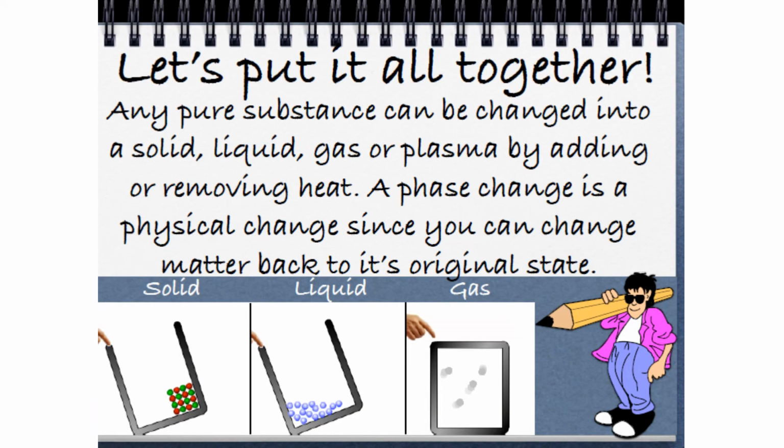Let's put it all together. Any pure substance can be changed into a solid, liquid, gas, or plasma by adding or removing heat. A phase change is a physical change since you can change matter back into its original state.